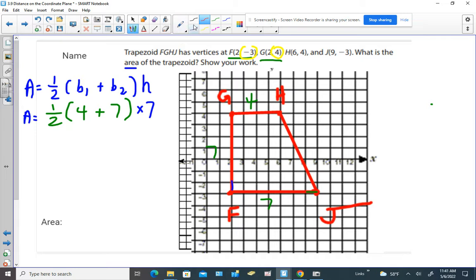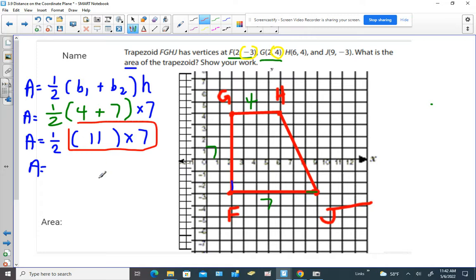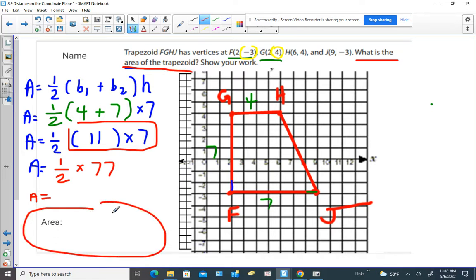Now let's press on with figuring out the area of this trapezoid by simplifying. What's 4 plus 7? That would be 11, times 7. This is an odd number and this is an odd number. When they're both odd, I usually recommend just going ahead and multiplying them together, which would be 77. The only thing left to do is find half of 77, which is the same thing as 77 divided by 2. And that's what they want, the area of the trapezoid. Put that in as your final answer with square units.